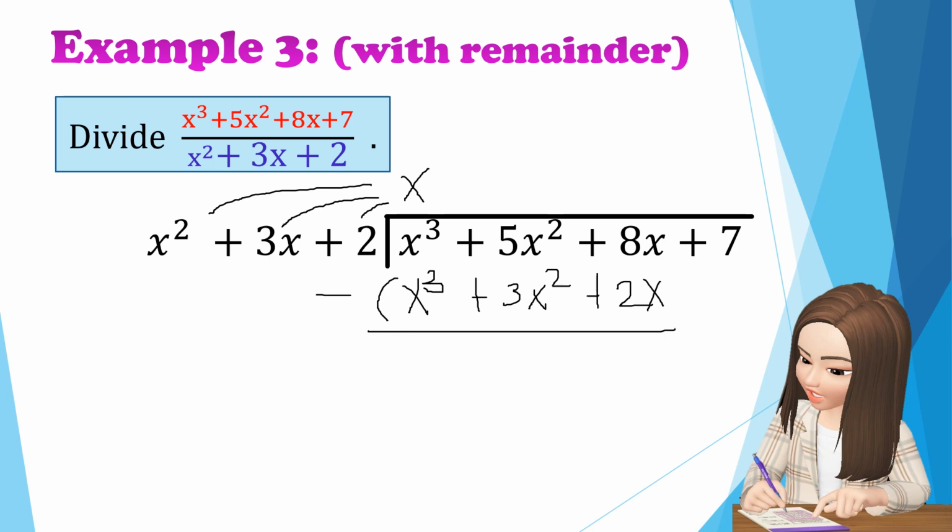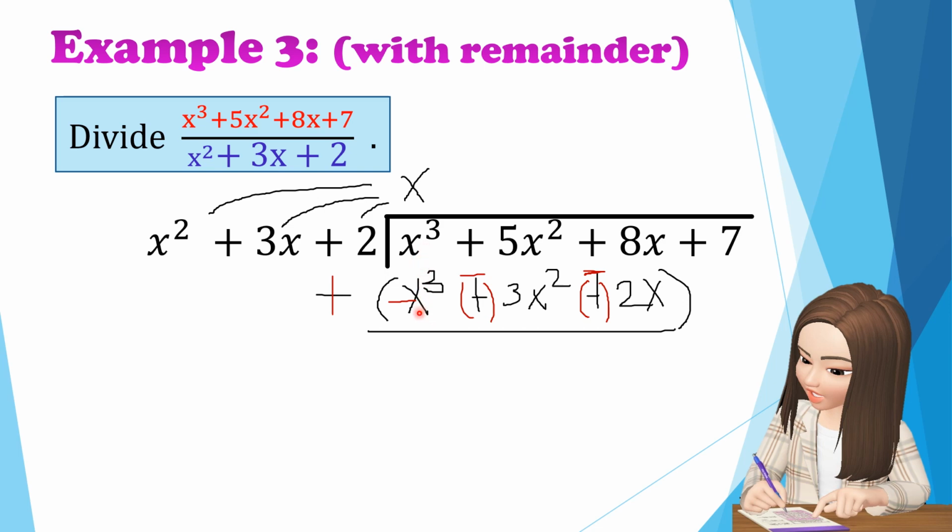When we subtract, we have to change the sign of all the terms of our subtrahend. So, from being positive x cubed, this will be changed to negative x cubed. From being positive 3x squared, this will be changed to negative 3x squared. From being 2x, this will be changed to negative 2x. And the minus sign here will be changed to plus sign. Now let us add.